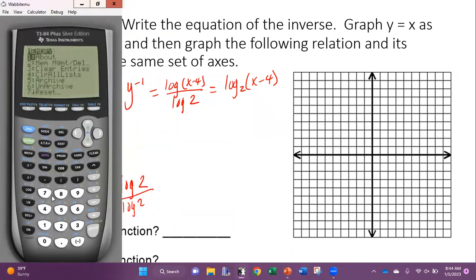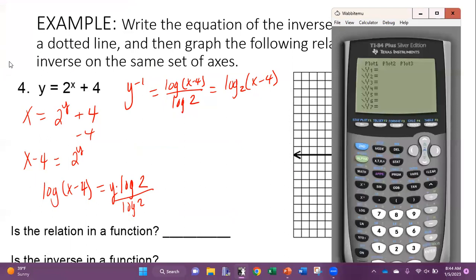So here's my calculator. I'm going to reset it, and I'm going to put in my original. So my original graph is 2 to the power of x plus 4. Then I have my log base. I can either write it as the fraction or, on the calculator, put in log base.